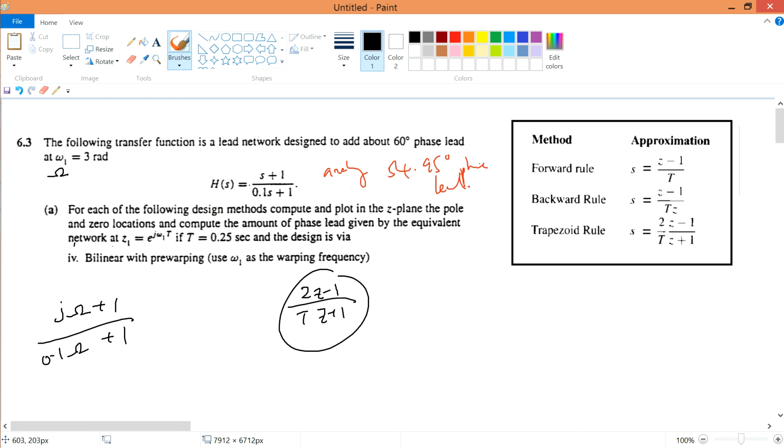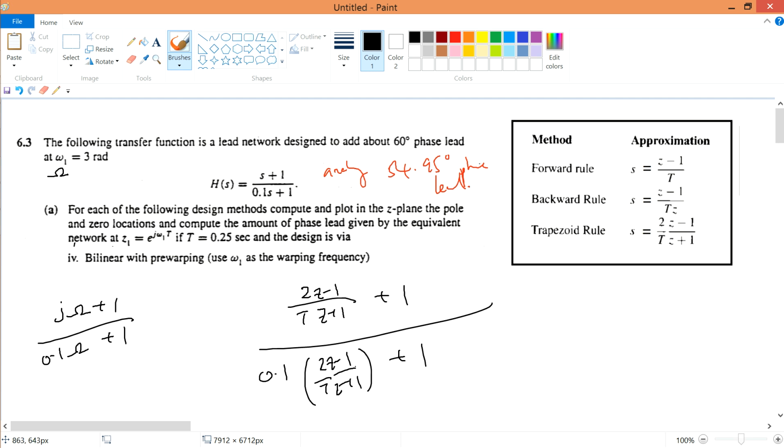So this is your S, and then plus 1, and then multiply by 0.1 S. So S again, I sub in as this one. That's all. So this is your S, this is your S. And if you remember, your Z is equal to e to the ST, or in other words, e to the j omega T, where S is j omega. So in this case, we sub in the digital frequency, your omega.